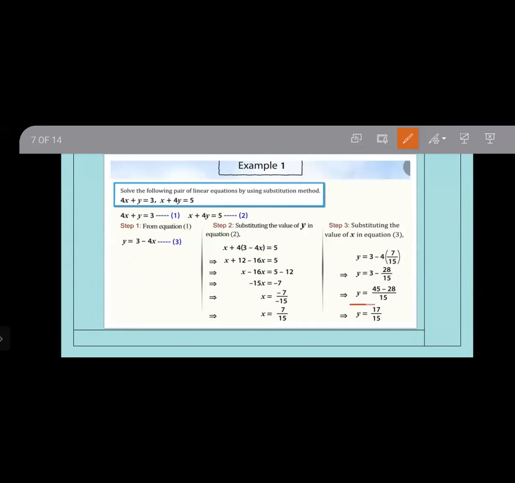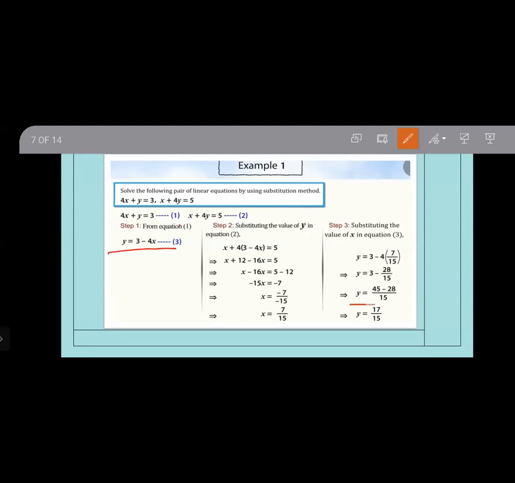Suppose you consider equation 2, because any one equation you can take. It is not compulsory that you have to take only the first equation, or that you have to convert into x only or y only. It is up to you which equation and which variable you take. But I suggest that the equation with the lowest coefficient should be considered. So here y equals 3 minus 4x.